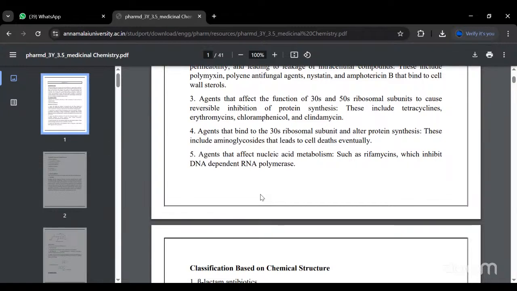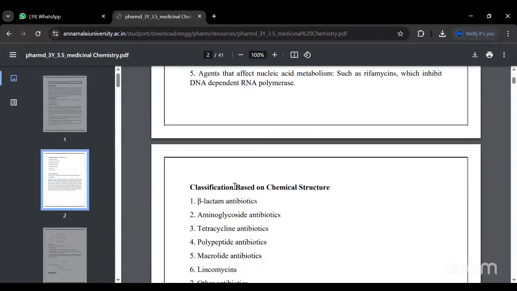Here, nucleic acids means two types: one is DNA, another one is RNA. Both are found in the nucleic acid, but both are not mixed. Agents that affect nucleic acid metabolism, such as rifampin, which inhibits DNA-dependent RNA polymerase.